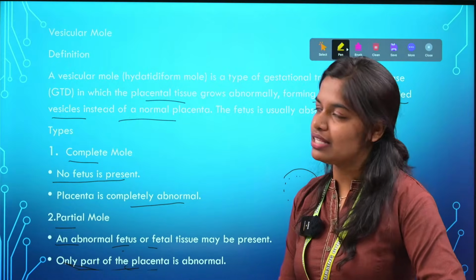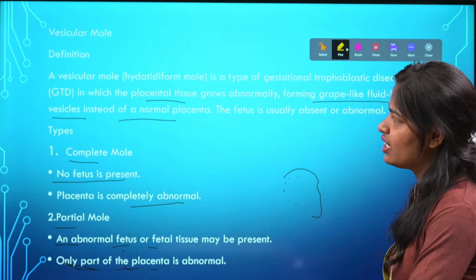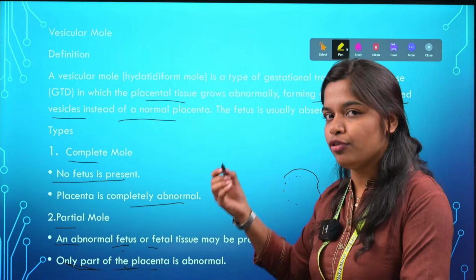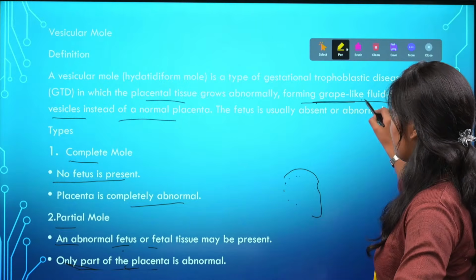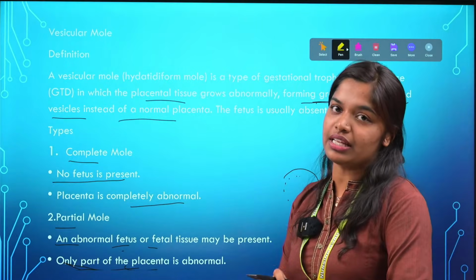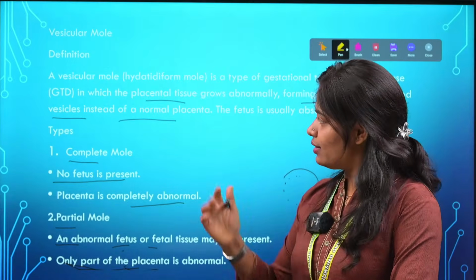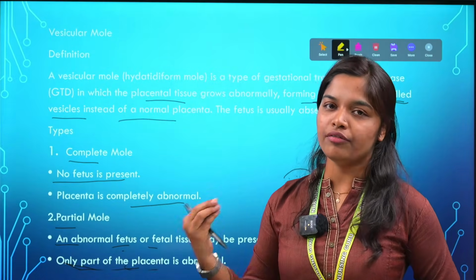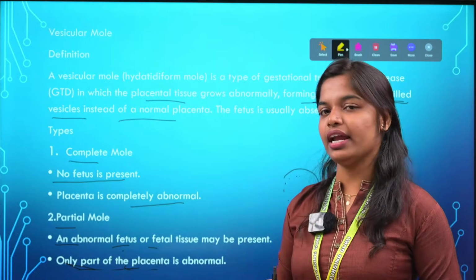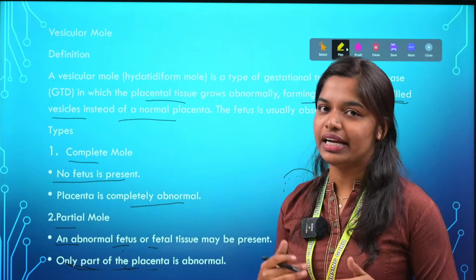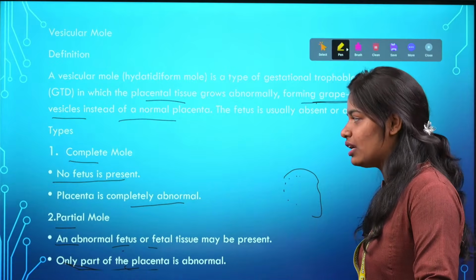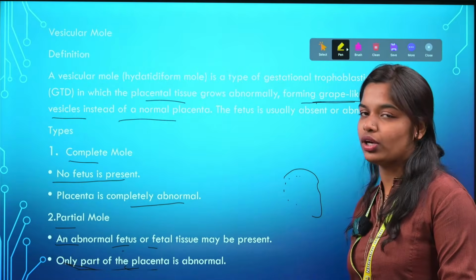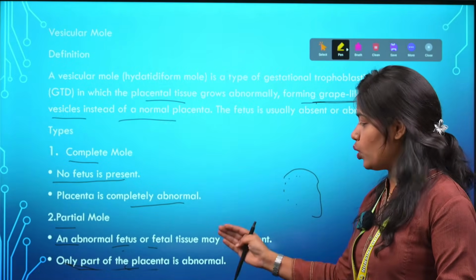Vesicular mole is a condition in which there are placental tissue abnormalities, with grape-like, fluid-filled vesicles present in the placenta. There are two types, complete mole and partial mole. Complete mole means no fetus is present in the uterine cavity and the placenta is completely abnormal. Partial means abnormal fetal parts are present in the uterine cavity, and only some part of the placenta is abnormal.